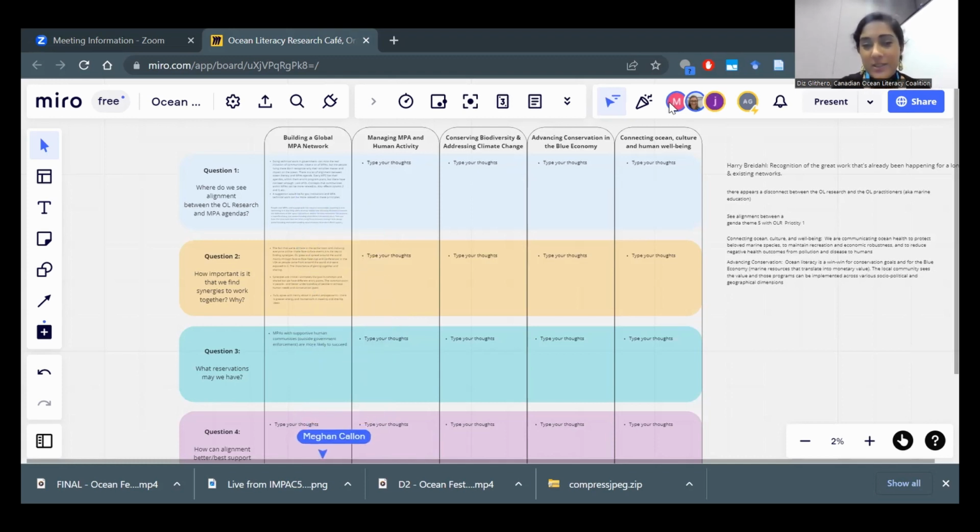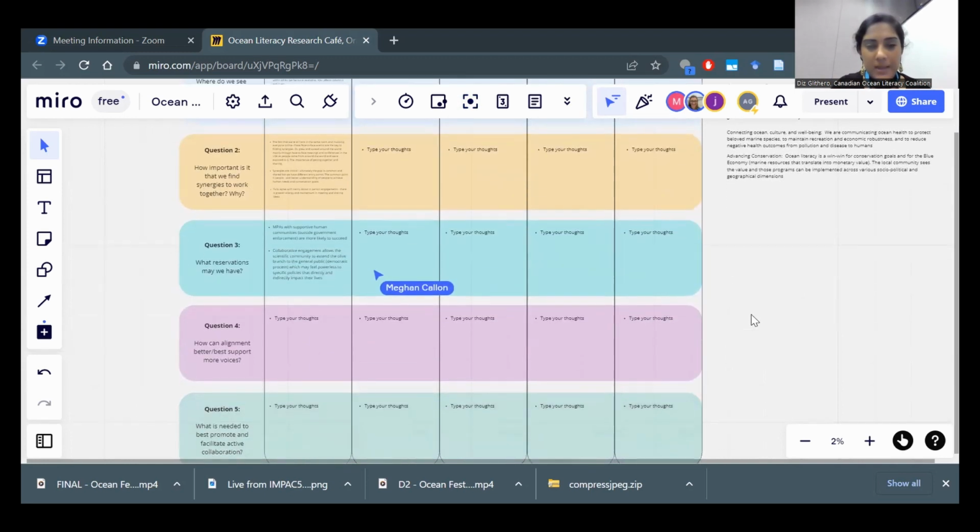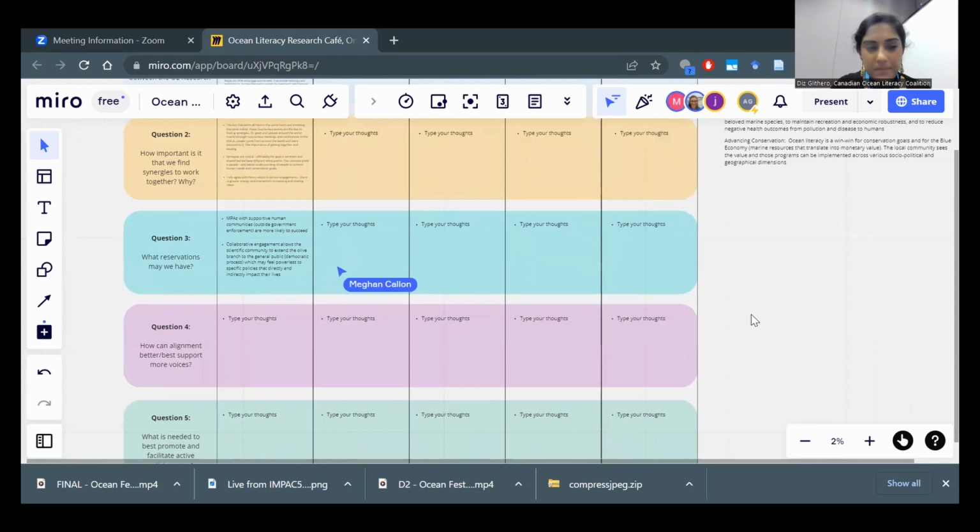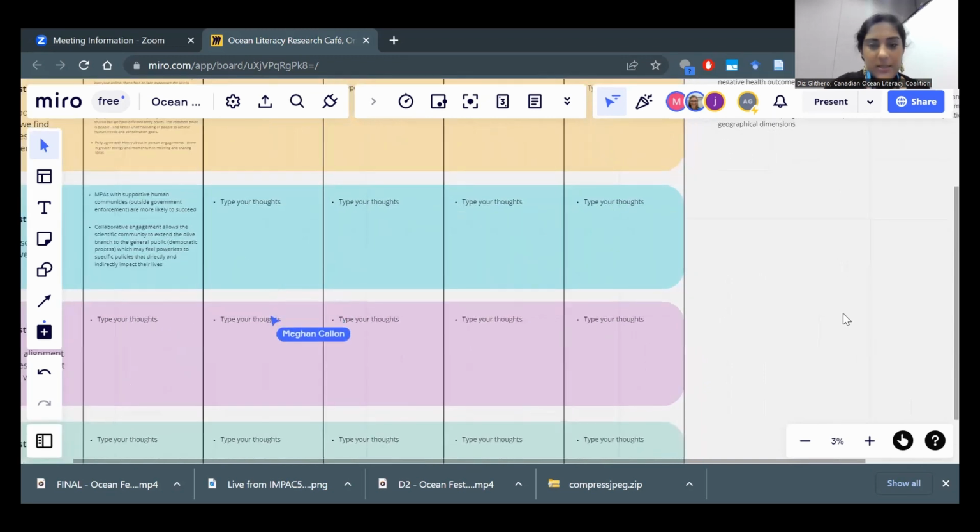I'm putting you on the spot, I realize. So yeah, no, okay, great. One second, folks. Meg, you're able to see the chat and add. That was awesome. Will collaborative engagement allows the scientific community to extend the olive branch to the general public? Yes, it's a democratic process. Yep, awesome. Thanks, folks. Some really great points being brought up in the chat. Zooming so we can see this a bit more.